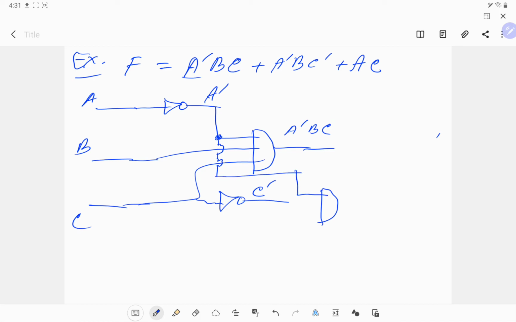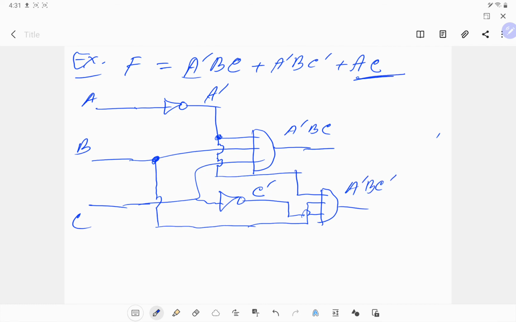A prime, then BC. So why do we have B? Well, we got B here, B, and then C prime. This output is A prime B C prime.